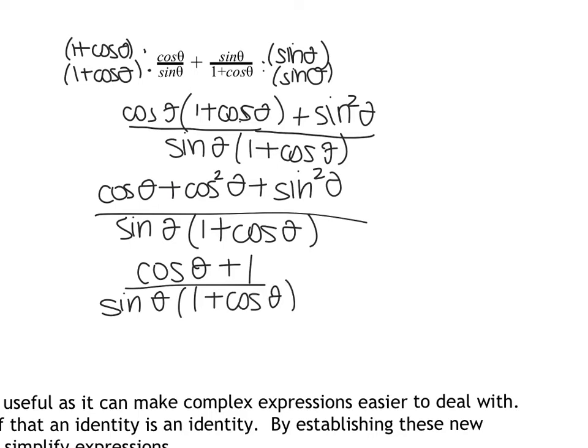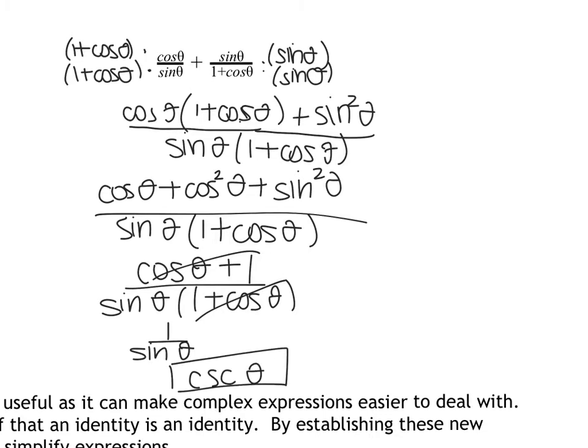Order of addition does not matter. So cosine theta plus 1 and 1 plus cosine theta are the same. So they will cancel. We'll be left with 1 over sine of theta. And using our reciprocal identity, 1 over sine of theta is cosecant of theta. So cosecant of theta is our simplified expression.